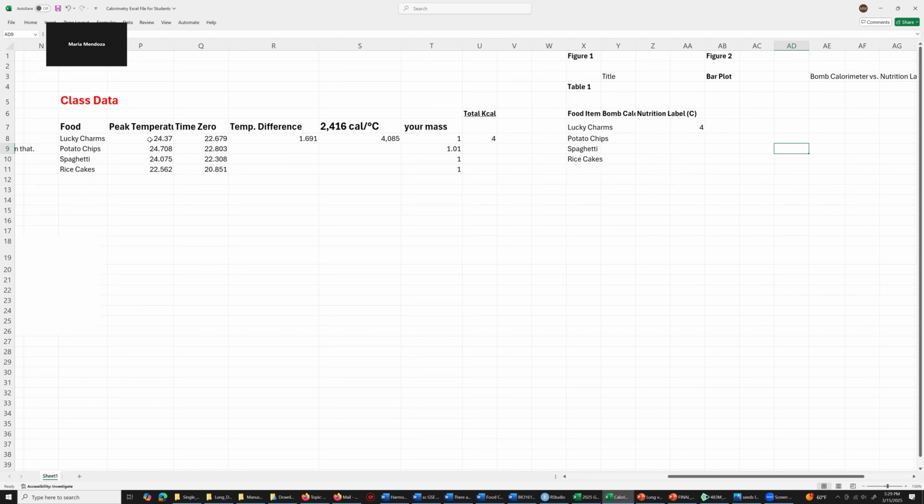So for Lucky Charms, for example, we have the peak temperature at 24. We took the temperature difference. We multiplied that by 2,416. And then we got a total of 4,085 little calories. So to get kilocalories, you just move the decimal point over by 3, 1, 2, 3. So our answer would be 4.085. And so that's our total right here. I don't know why it removed it. 4.085. Okay, it just wants to keep it at, let me see.